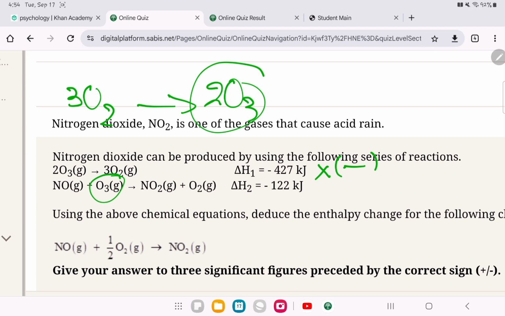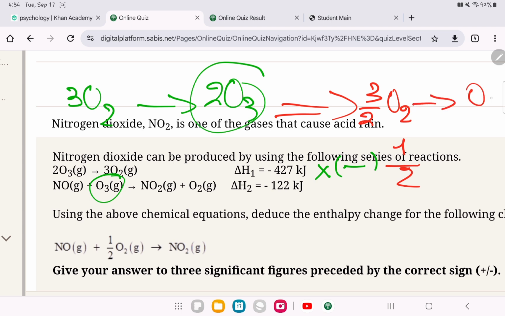So how do you give them the same coefficient? You multiply by 1/2. So now it's gonna become 3/2 O2 gives us 1 O3. So now you have O3 in the products and O3 in the reactants, and they both have coefficient of 1. You can cancel them. And we are left with what? We are left with 3/2 O2 in the reactants, and we're left with O2 in the products.